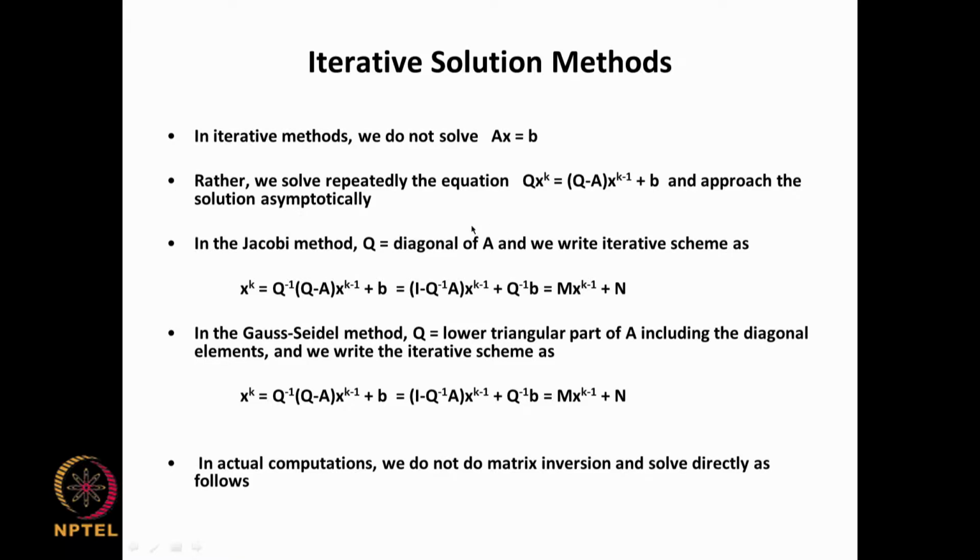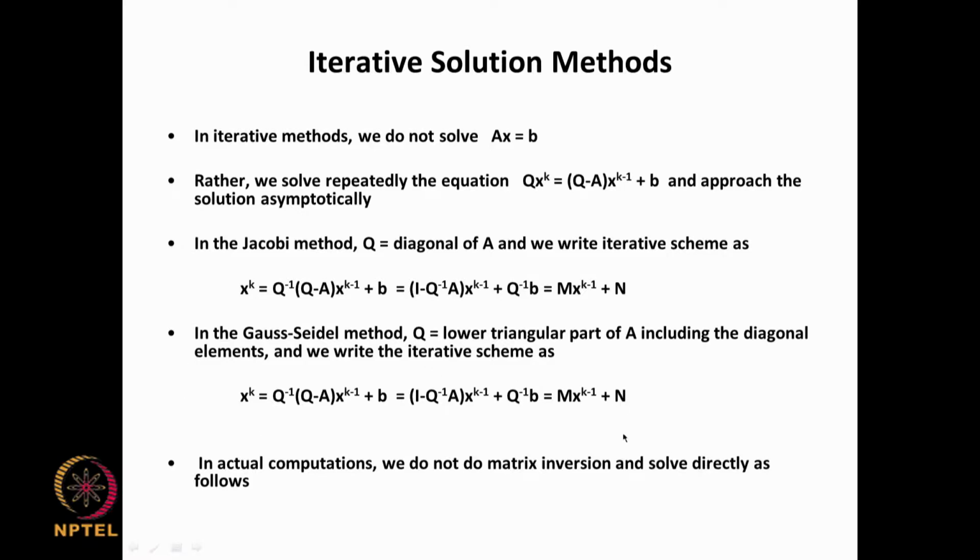And we have also seen that in these iterative methods, we do not solve Ax equal to b directly, and we solve it in an indirect way, like Q xk equal to Q minus A times xk minus 1 plus b, and approach the solution asymptotically. In the Jacobi method, Q is the diagonal, all the diagonal elements of A, and therefore this iteration becomes like xk equal to M xk minus 1 plus N. And similarly, in the Gauss-Seidel method, we choose Q to be the lower triangular part of A, including the diagonal elements, and that again can be put in the form of xk equal to M xk minus 1 plus N.